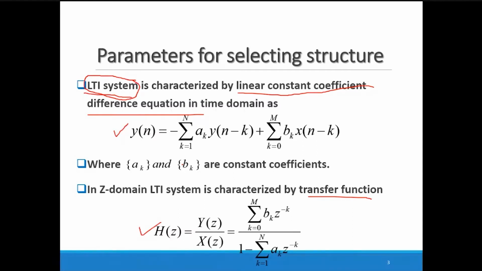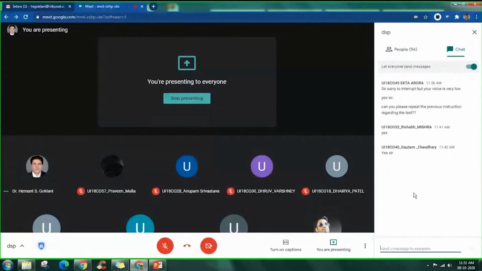Just say yes in the comment box only. No need to write the answer in the comment box. Those who know the answer of LTI, please comment. Rishabh told me the answer. Yes, okay. Rishabh, please give me the answer.